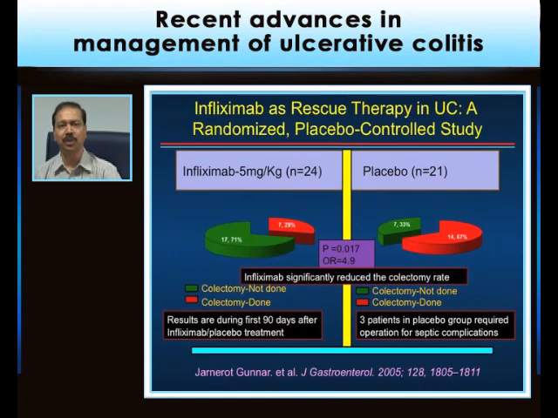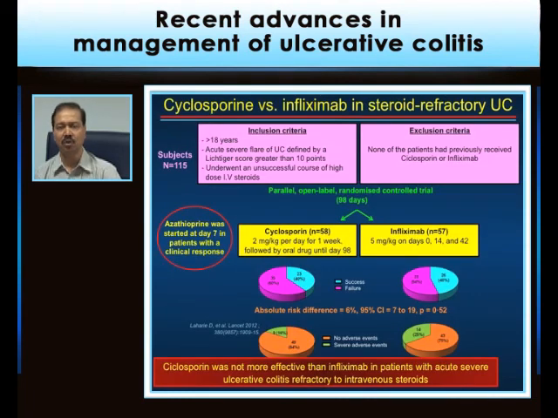Now, can infliximab be used as a rescue therapy? That means, whenever you have given a patient steroid and the patient is not responding, can you rescue the patient using infliximab? Here is the data which shows that yes, it does work in a subset of patients. Now, is infliximab better or is cyclosporine better? Here is the study of cyclosporine versus infliximab in steroid refractory ulcerative colitis, and it showed cyclosporine was not more effective than infliximab in patients with acute severe ulcerative colitis refractory to intravenous steroid. Therefore, you choose between the two, both are good, but the only thing is infliximab is more costly.